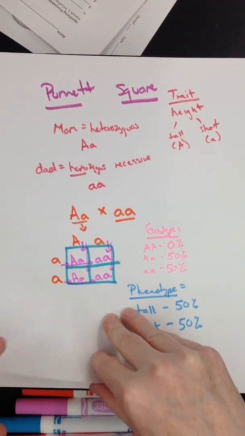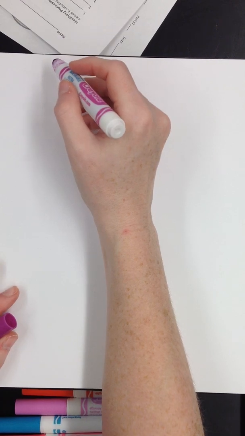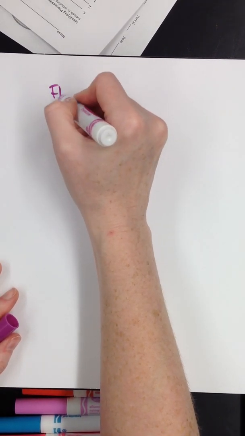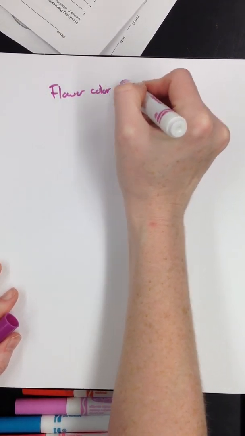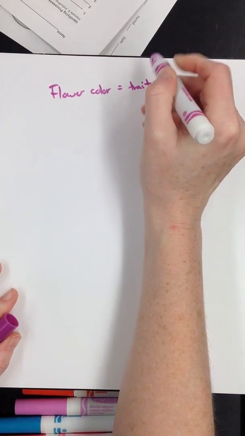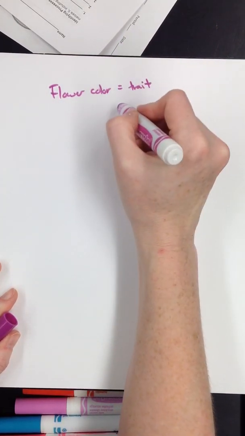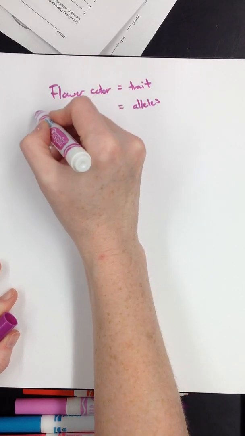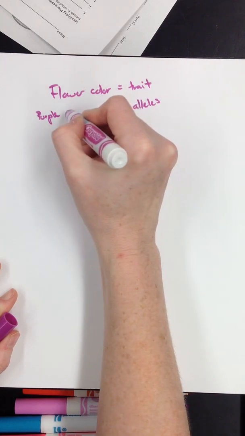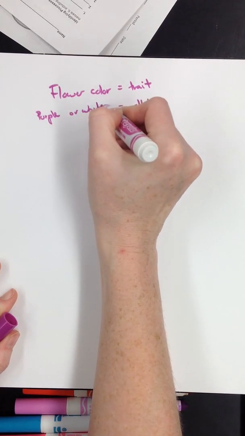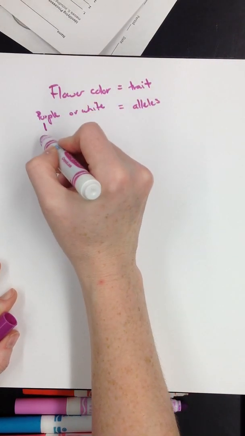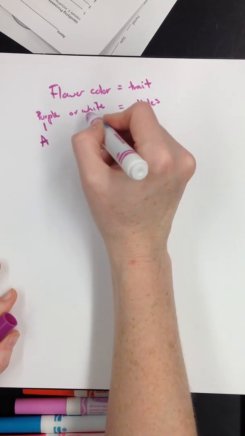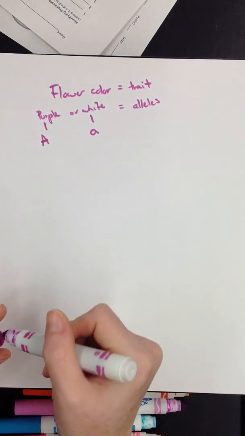So let's do another. We'll do a couple examples. Make sure we're okay with it. All right, let's do flower color. This is my trait, and then my alleles. Let's make them either be purple or they can be white. All right, purple is going to be dominant, so he's going to be my big letter. White is going to be recessive. There's my little letter.